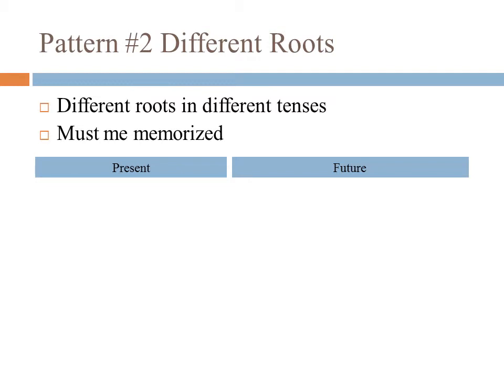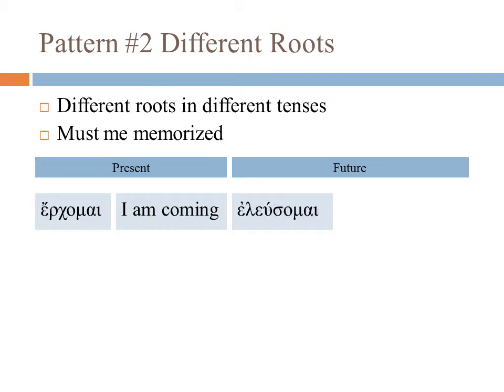So let's look at one, the present and the future. We have erchomai, one of the most used words in Greek. If you know nothing else, you must know this and its forms. Erchomai is I am coming. Its future is eleusomai, I will come. But you'll see that they are totally different words. And they must be learned as that. On your vocabulary card, learn eleusomai as I will come and erchomai as I am coming.